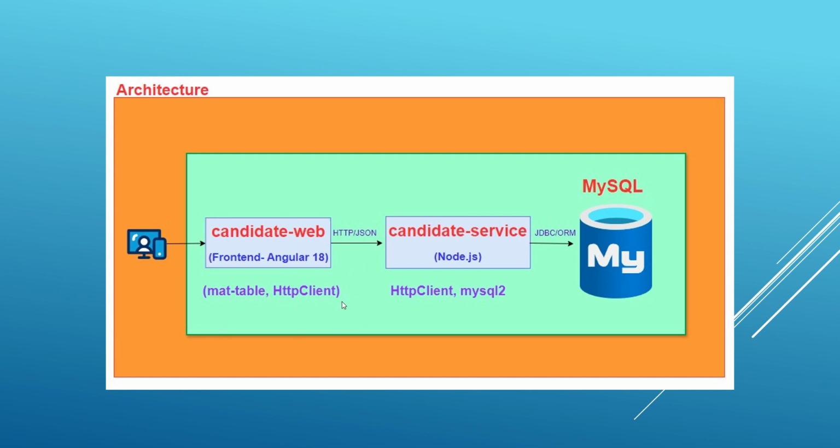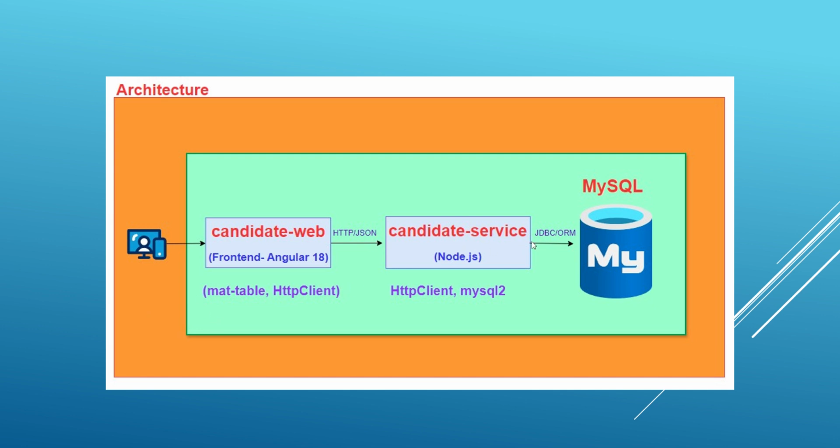Apart from the CRUD functionality, we are also going to implement searching or filter, sorting, and pagination functionality on the front-end side with the help of the Angular Material library. So this is about all the functionality we are going to cover on the front-end side.